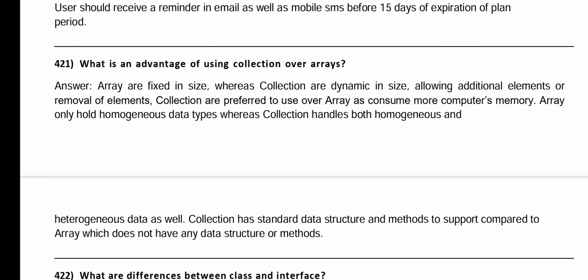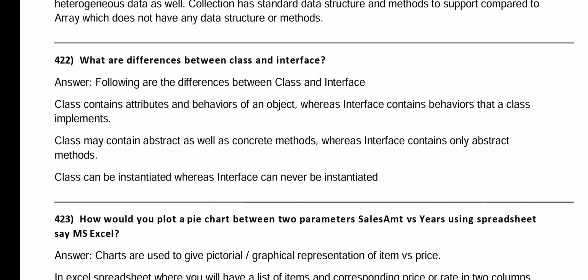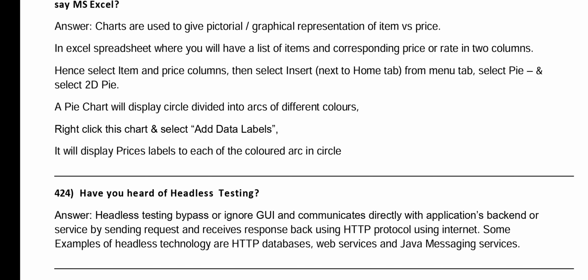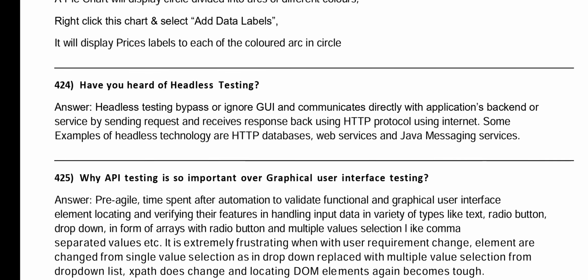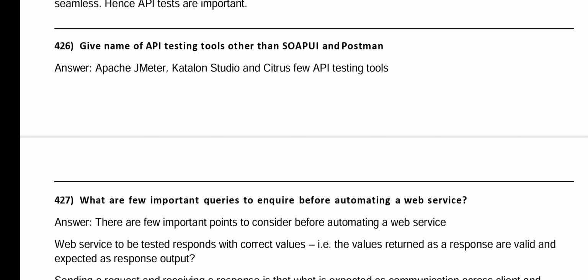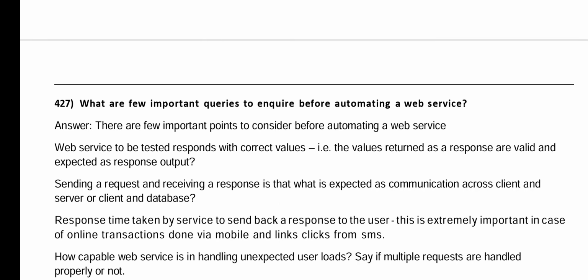What are the advantages of using collections over arrays? What is the difference between classes and interfaces? How would you plot a pie chart between two parameters, sales amount versus years, using a spreadsheet, say MS Excel? Have you heard of headless testing? Why is API testing so important over graphical user interface testing? Give some names of API testing tools other than SoapUI and Postman.